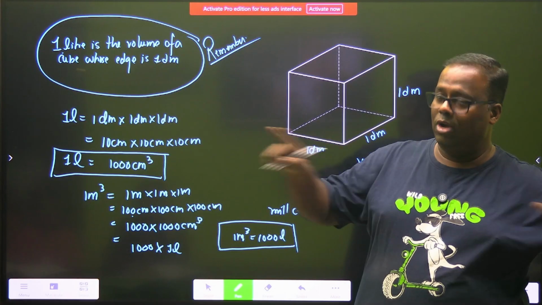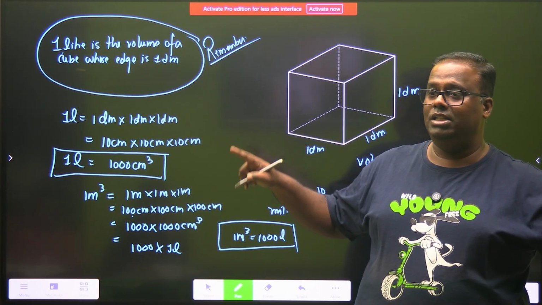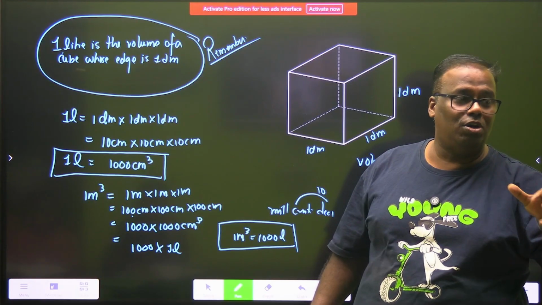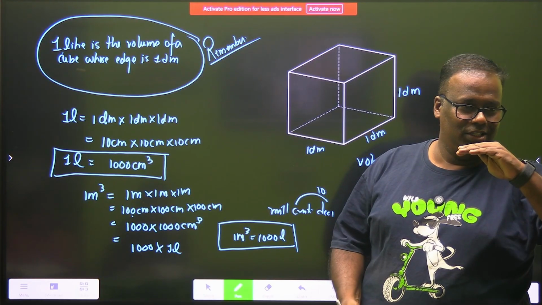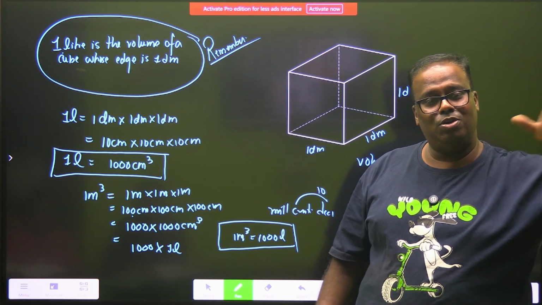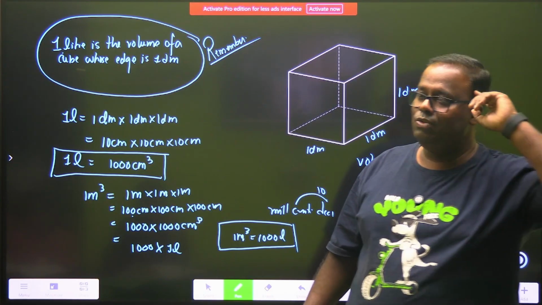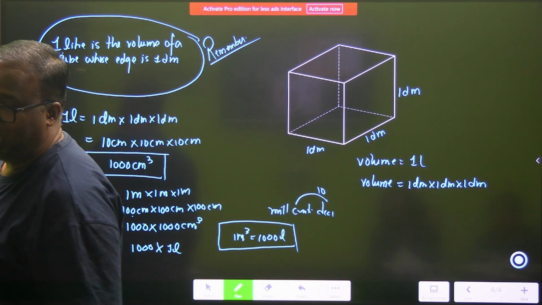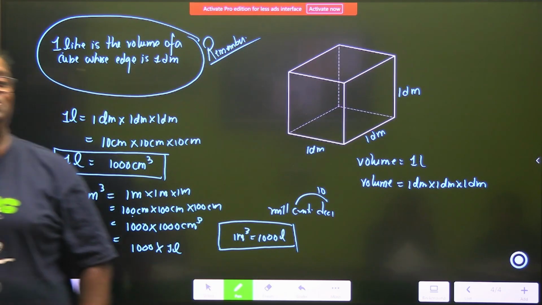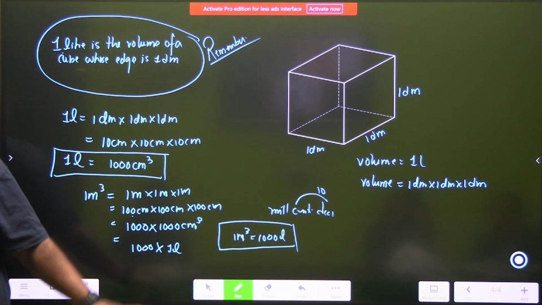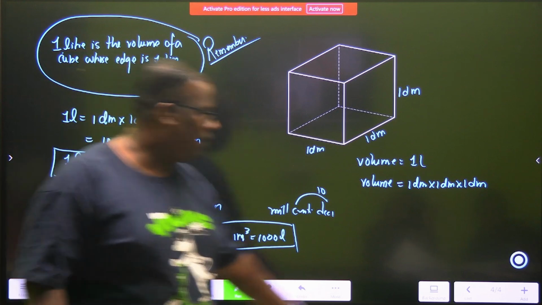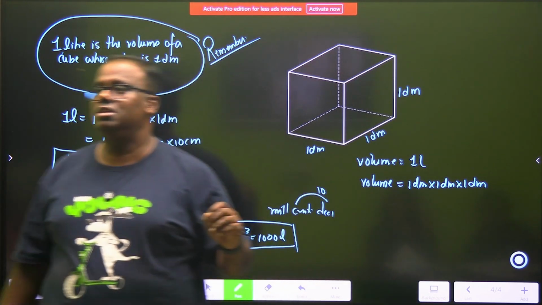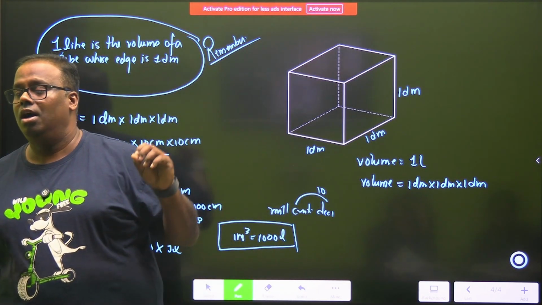So if you make a 1 meter cube, and in that 1 meter cube, how many 1 liters? 1000 1 liters. The water bottle that you carry, if that is 1 liter, how many water bottles can you pour? 1000. If you remember this story, then also you can never mess up. 1000 1 liter bottles can be emptied into a cube which is 1 meter. So have we got our conversion? So we go back to our problem. Did this make sense?